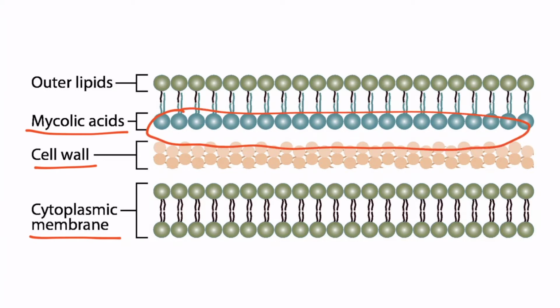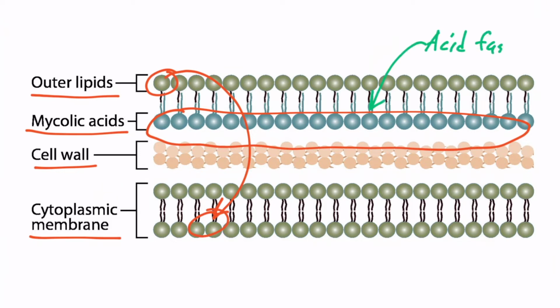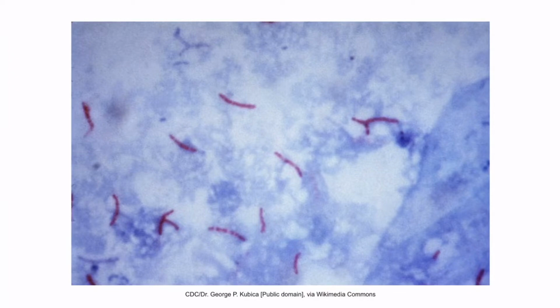But the important thing that you need to know is that opposite of these mycolic acids are these outer lipids, which are much more reminiscent of the phospholipids. In any case, it's these mycolic acids that bind the acid-fast stain for mycobacteria. This is an acid-fast stain of Mycobacterium tuberculosis. Notice that the organisms appear bright red after the binding of mycolic acids.